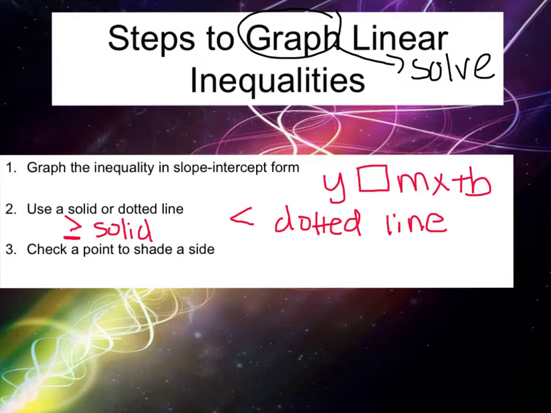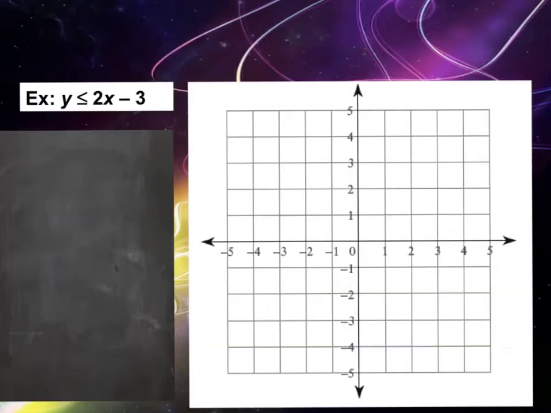And the third thing you're going to do is check a point to know which side to shade. I'll go ahead and demonstrate these 3 steps for you in the next 2 examples. Okay, here's our example 1. We have y less than or equal to 2x minus 3. I have a piece of chalkboard here to write down some important information.